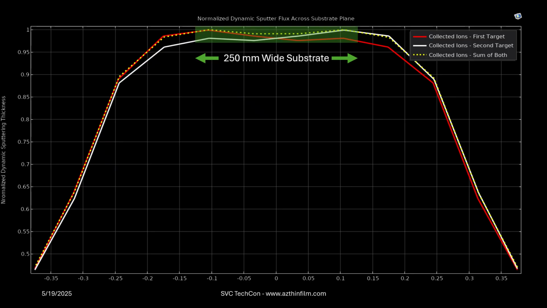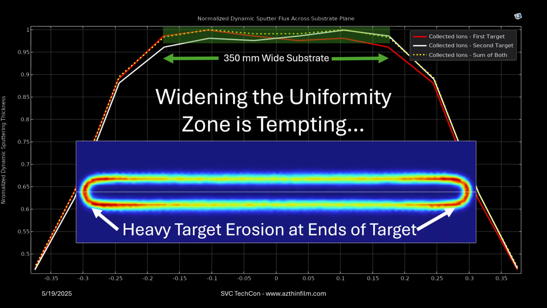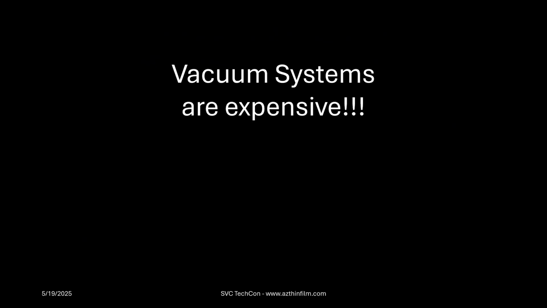And you might even be tempted to go from that 250 millimeter wide substrate to something like a 350 millimeter wide substrate if you need that plus or minus 2% uniformity, because you're still going to be able to hit it within that. But it comes at a cost. There's heavy target erosion at the ends of the target in comparison to the straightaway. So these targets are going to be well below that 85% target utilization. They're going to be closer to like 60%.